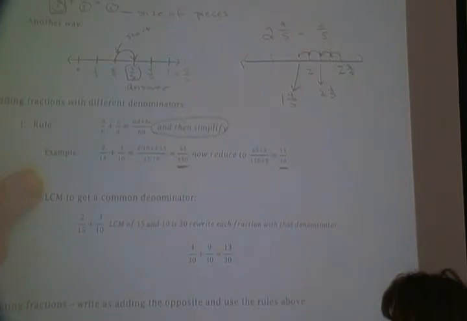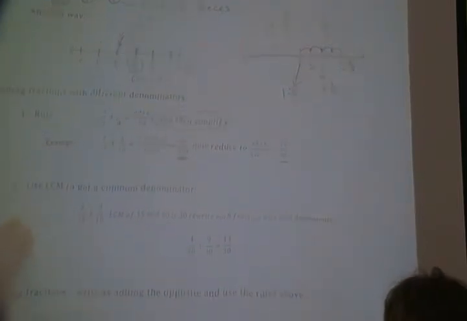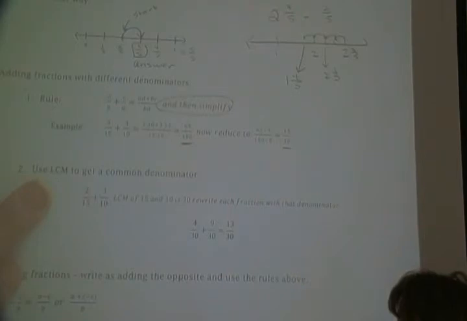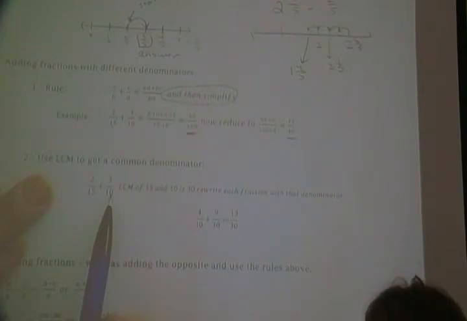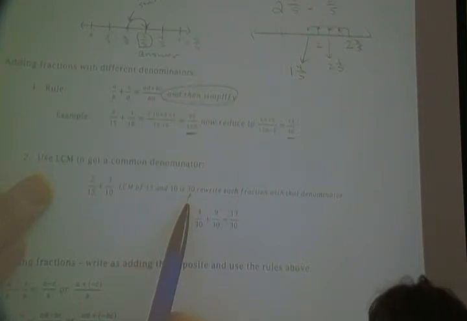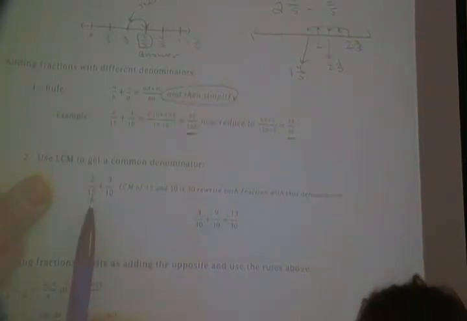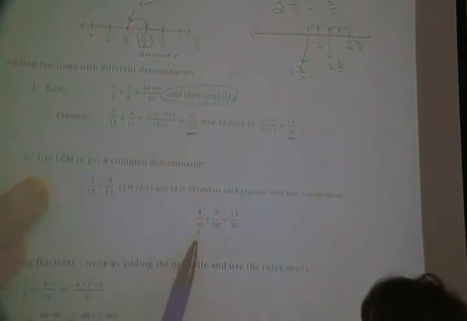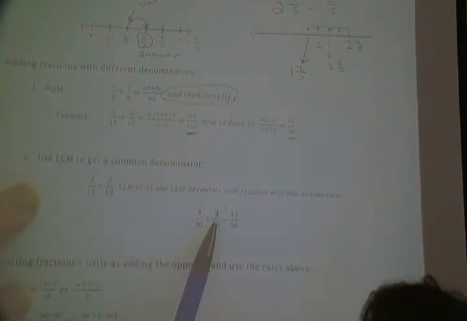But it'll always work. There's another rule. It's called the least common multiple. And if you use the least common multiple, you won't have to reduce or simplify. So the other way to think about this problem is, what's the least common multiple of 15 and 10? Well, it's 30, because 30 is the smallest number that 15 and 10 both divide into. So you rewrite each fraction with 30 as its denominator. So the first one, you take 15 times 2, and the numerator 2 times 2. Rewrite it. The second one, you take 10 times 3, so you take the numerator times 3.